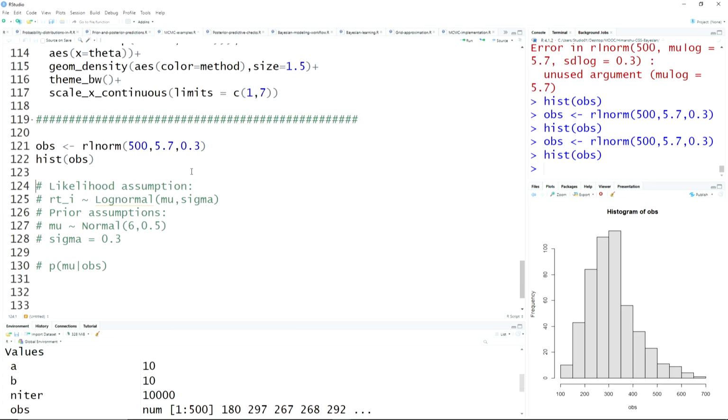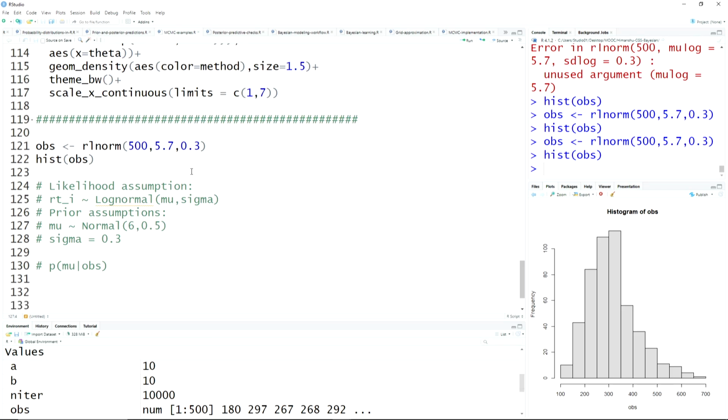So, we define our model first. We define the likelihood assumption that reaction time in ith trial comes from a log normal distribution with parameters mu and sigma, because this distribution would be more reasonable to assume compared to a normal distribution, because it's asymmetric and it is never going to be less than 0. It would have longer tails on the right hand side. So, that is the property of log normal distribution.